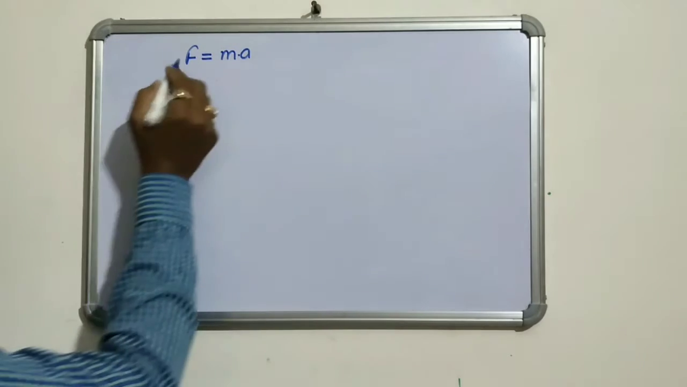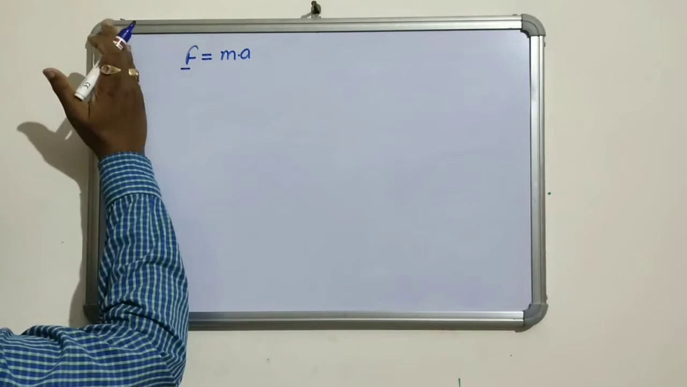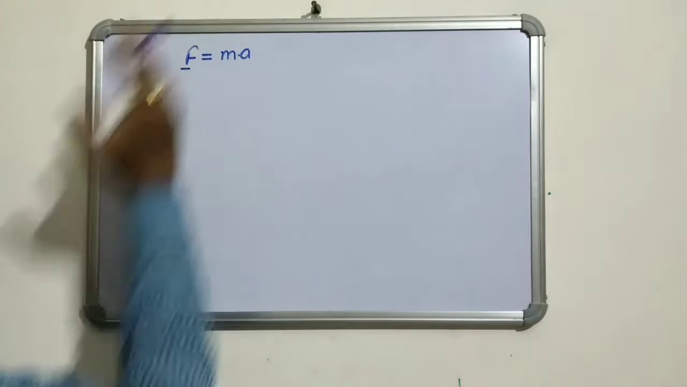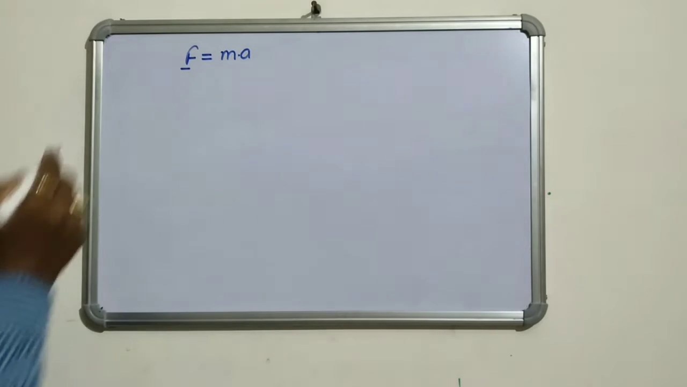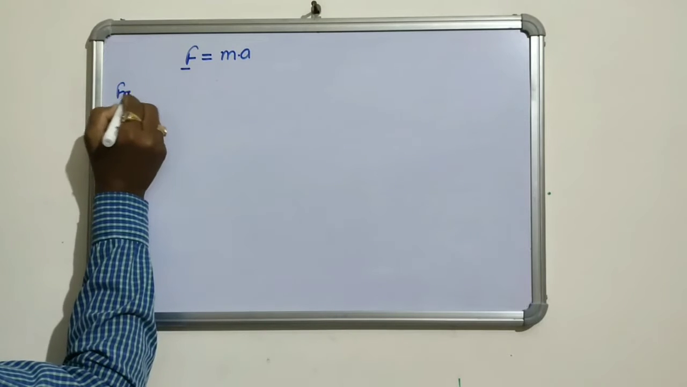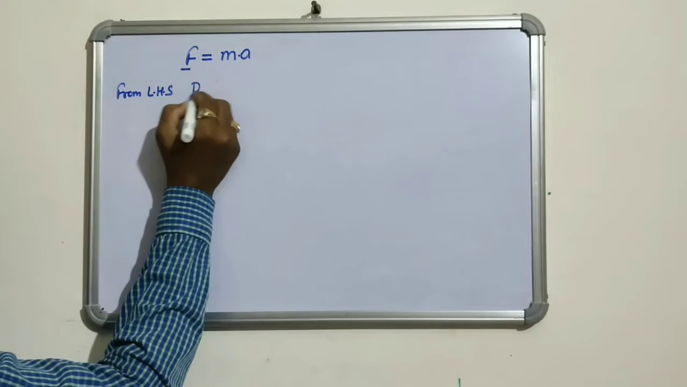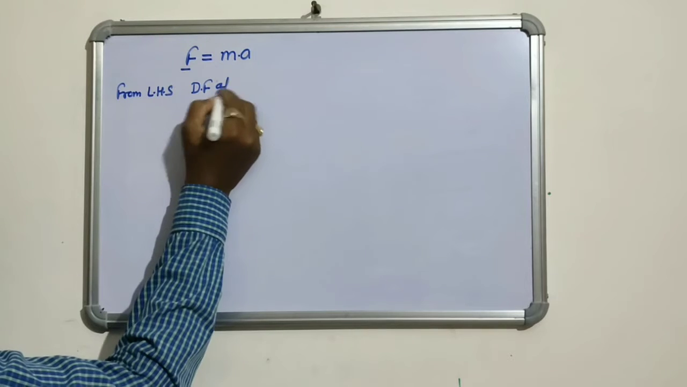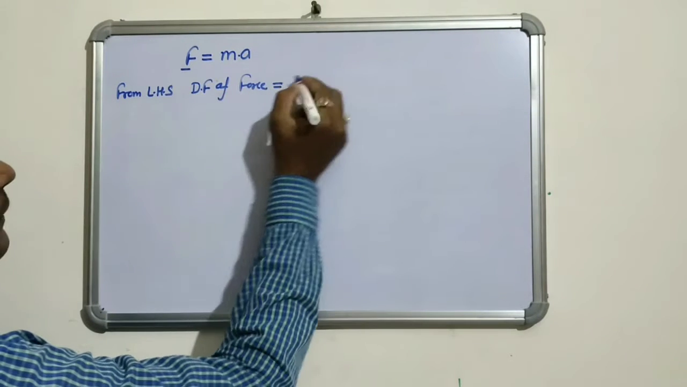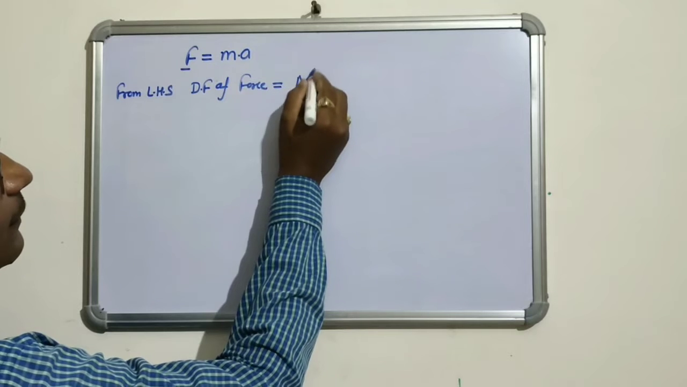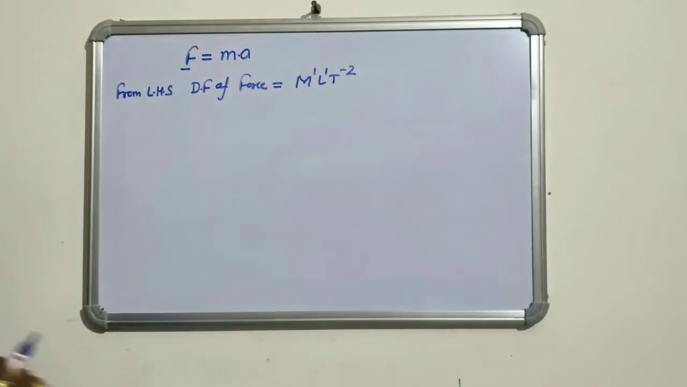For checking this formula, we have to find the dimensional formula of the left side and the dimensional formula of the right side, and see whether they are equal. So from the LHS, the dimensional formula of force is M1 L1 T minus 2.